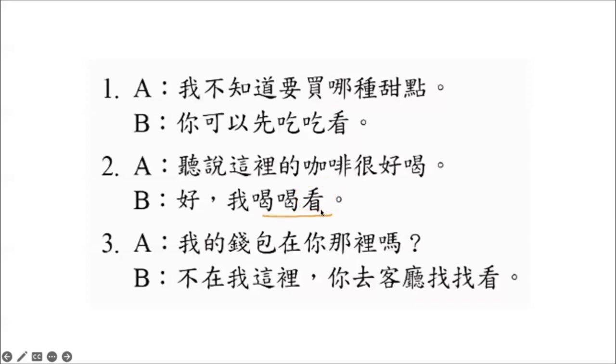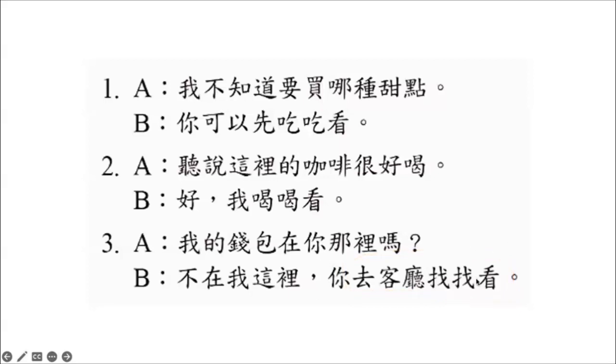我的钱包在你那里吗？不在我这里。你去客厅找找看。B wants A to go to the 客厅 to seek the 钱包. B requests, commands A to do this action.